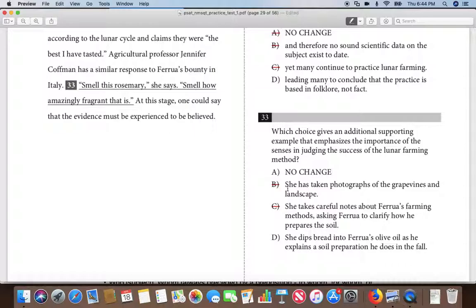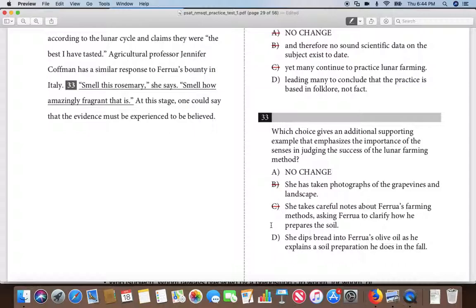She dips bread into Farua's olive oil as he explains a soil preparation he does in the fall. Does that give an additional supporting example that emphasizes the importance of the senses in judging the success of the lunar farming method? No. It does not. But I have a confession to make. When I did this practice test the first time, I think I picked D. Why did I pick D?